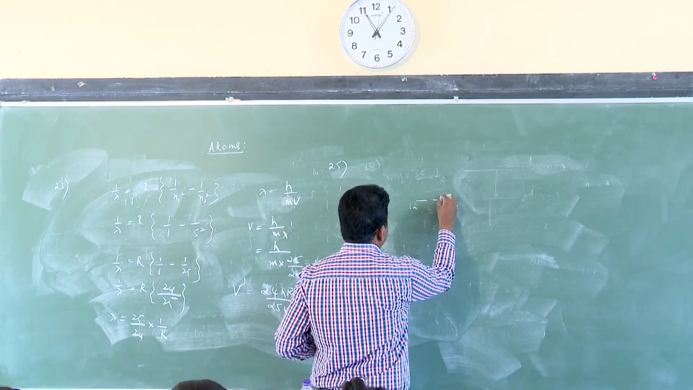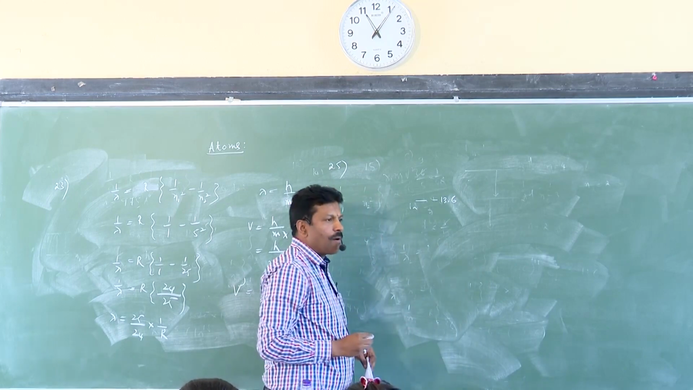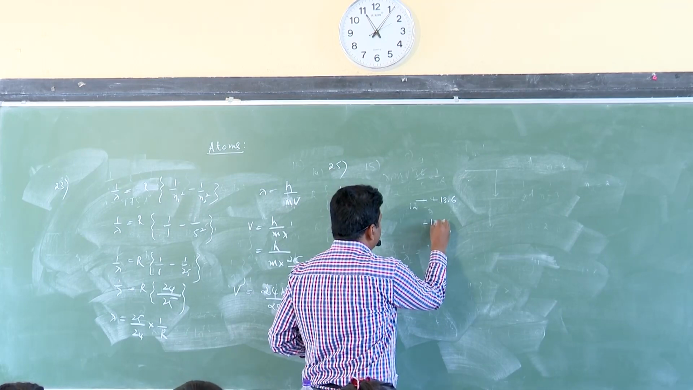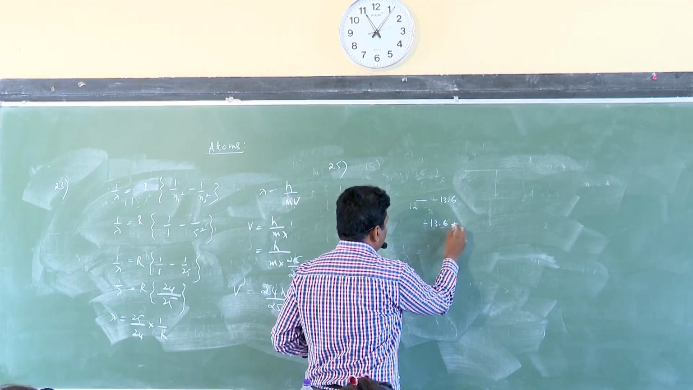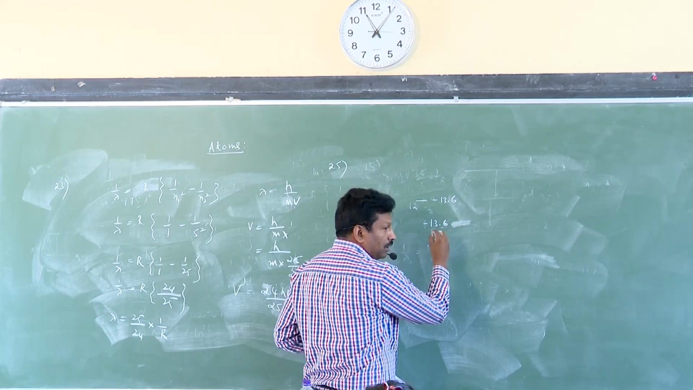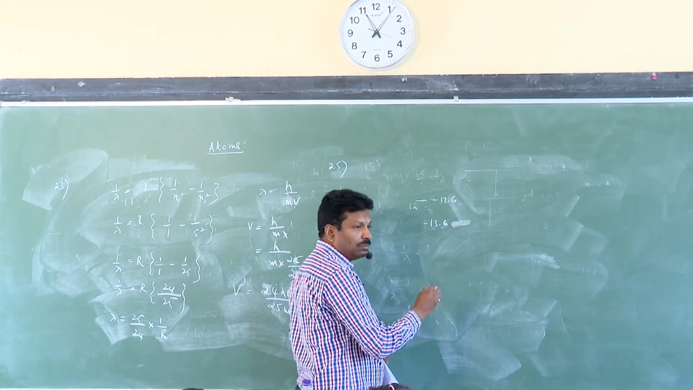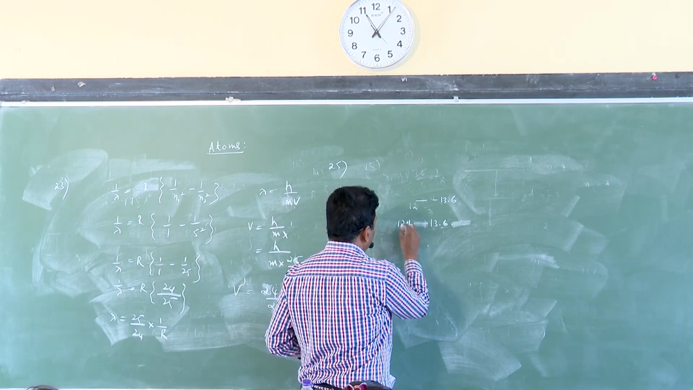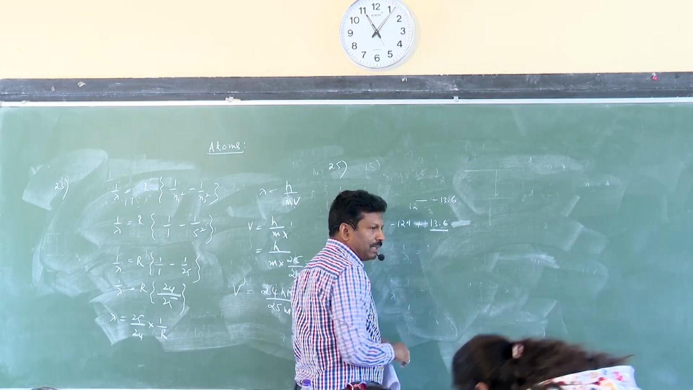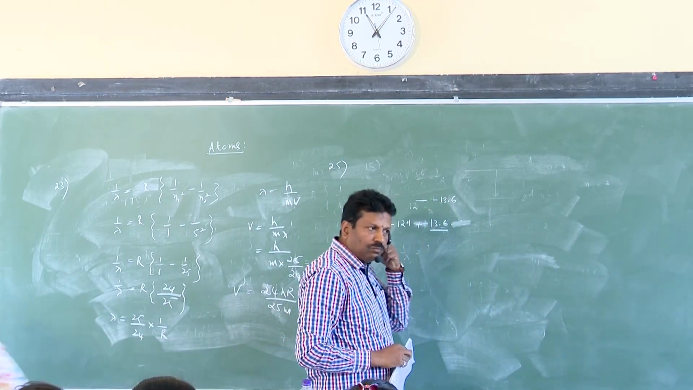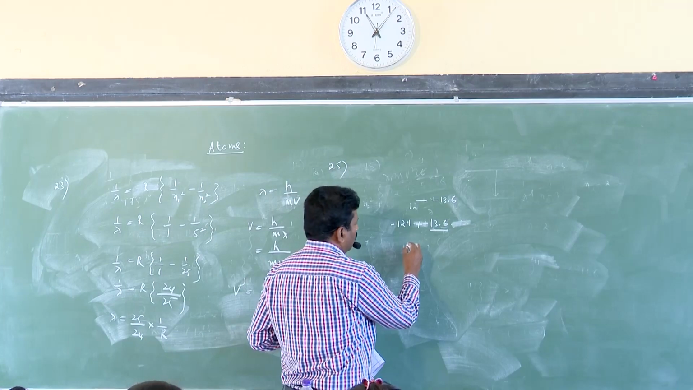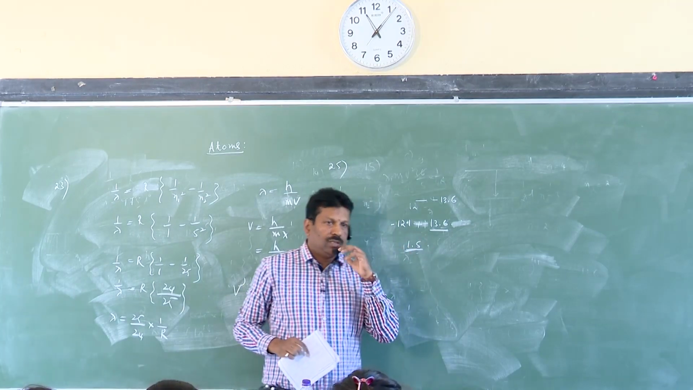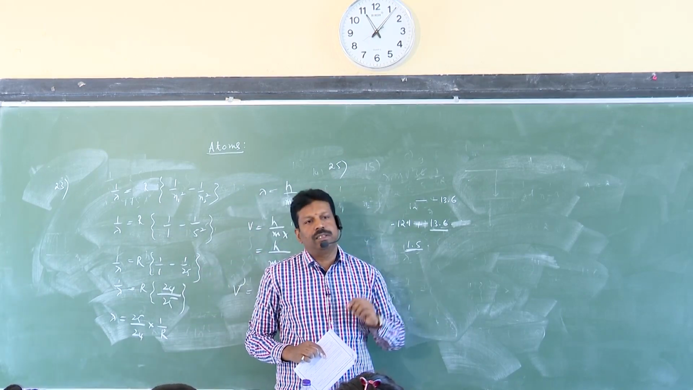The ground state is minus 13.6. So minus 13.6 plus 12.1, what does it come to? 1.5. So minus 1.5 electron volt, which energy state is that?